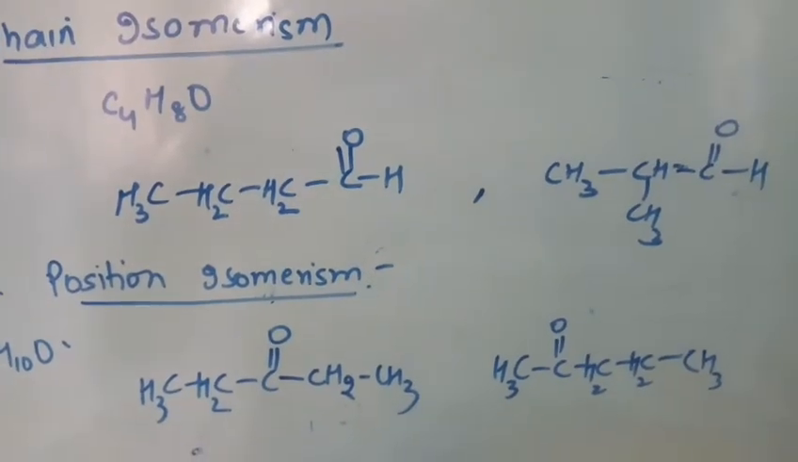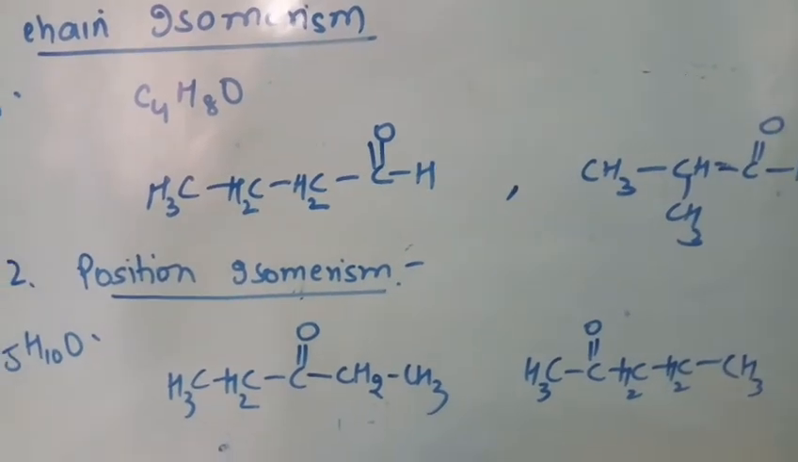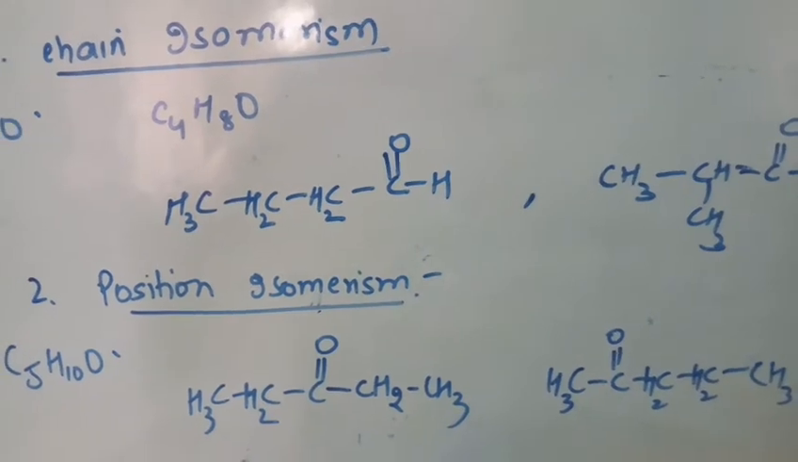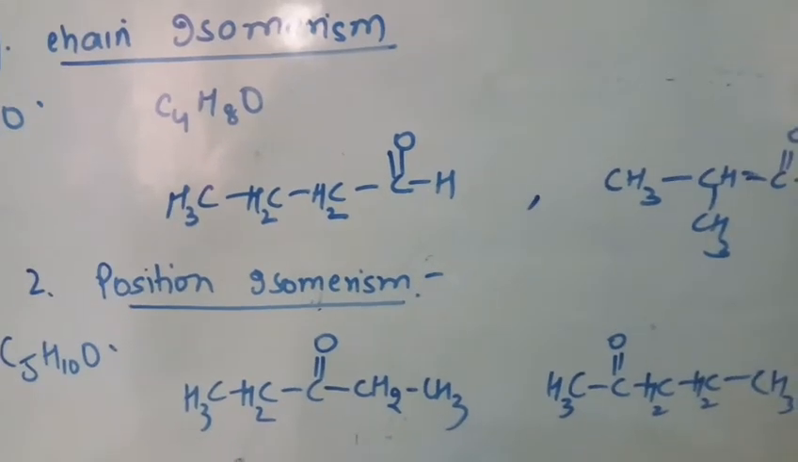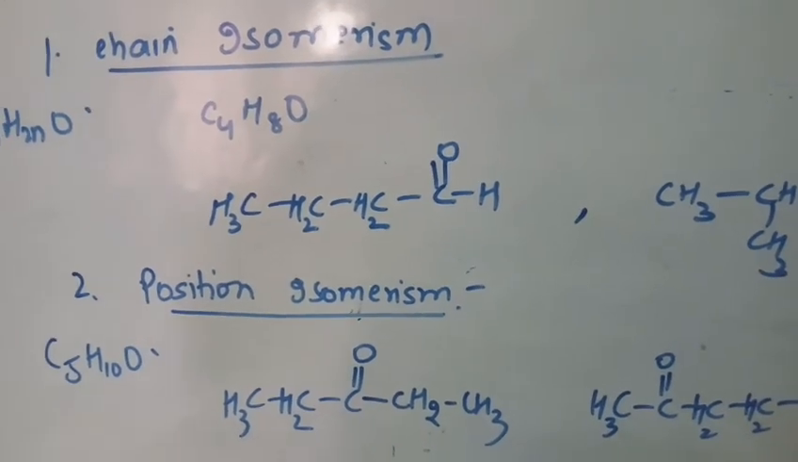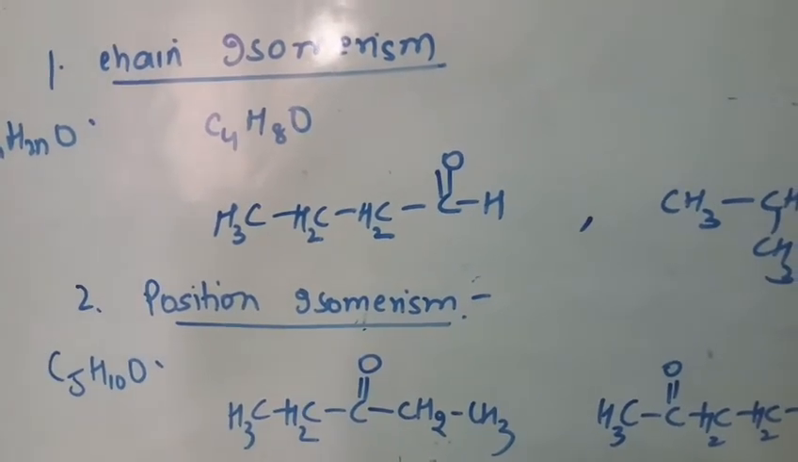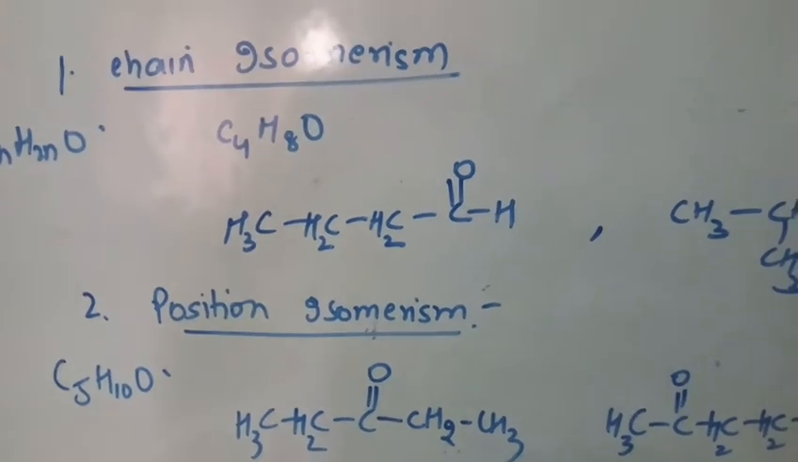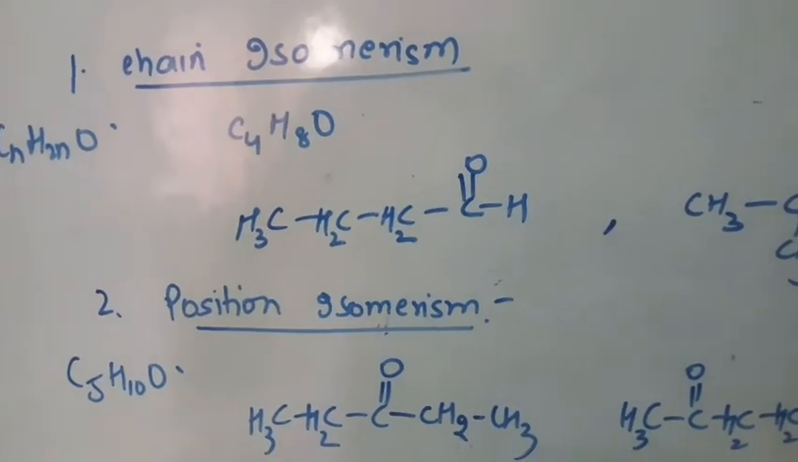These are position isomers, pentan-3-one and pentan-2-one. The first one is chain isomers, where the length of the chain is different. The second one is position isomers, where the position is different. Position isomerism is not possible for aliphatic aldehydes. It is only possible in the case of ketones, right? Or it may also be possible in the aromatic aldehydes.